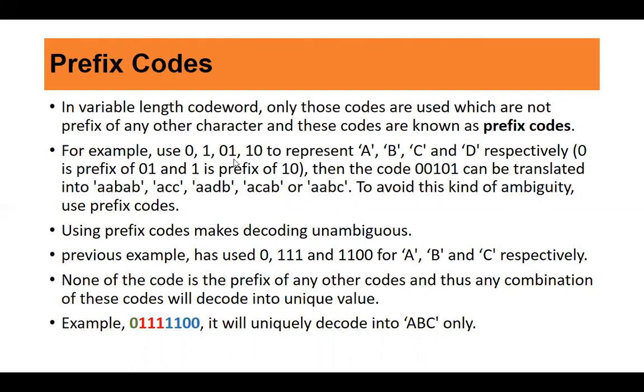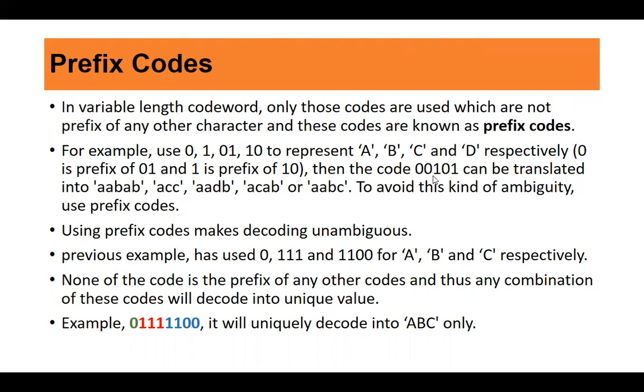Suppose you use 0, 1, 01, 10 to represent characters. A is represented as 0, B is represented as 1, C is represented as 01, and D is represented as 10, respectively, right? Now, 0 is prefix of 01 and 1 is prefix of 10, right? Now, suppose you have this code which you need to translate back into the characters. You are given a code 00101. Now, how will you translate it? Now, 0 is represented by A, right? So it can be A, A, B, A, B. This is one way.